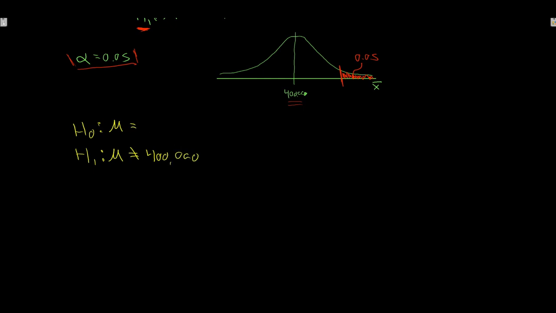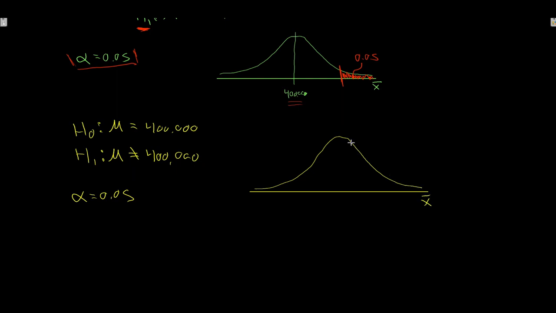We don't know how long these engines do last. We're just saying, hey, it's not equal to 400,000. Again, we'll set a significance level just for consistency. We'll continue to set this at 5%. So taking a look, we have our presumed distribution of X bar normally distributed if our sample size is large enough. There we go. We're centered at 400,000. But in this case here, all I'm saying in my alternative is that I'm not equal to 400,000.